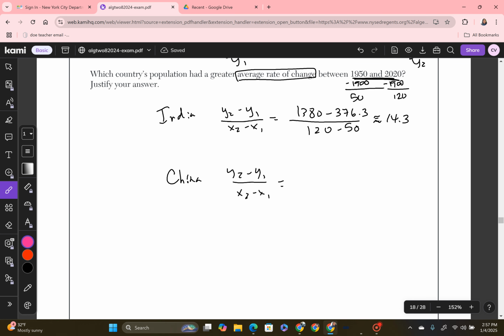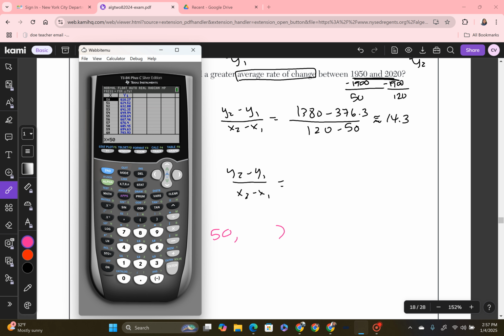So for China, let me just go ahead and write this down. Across from 50, I have some crazy number, 616.27.